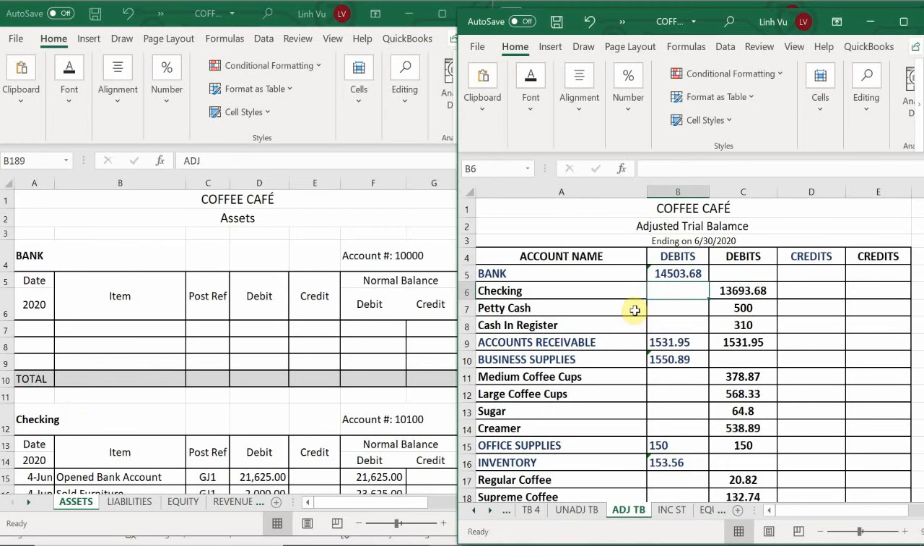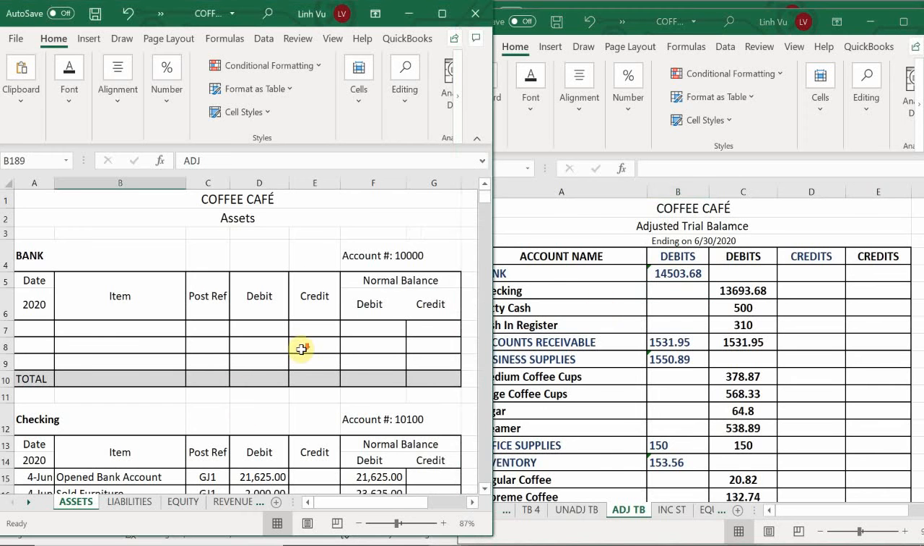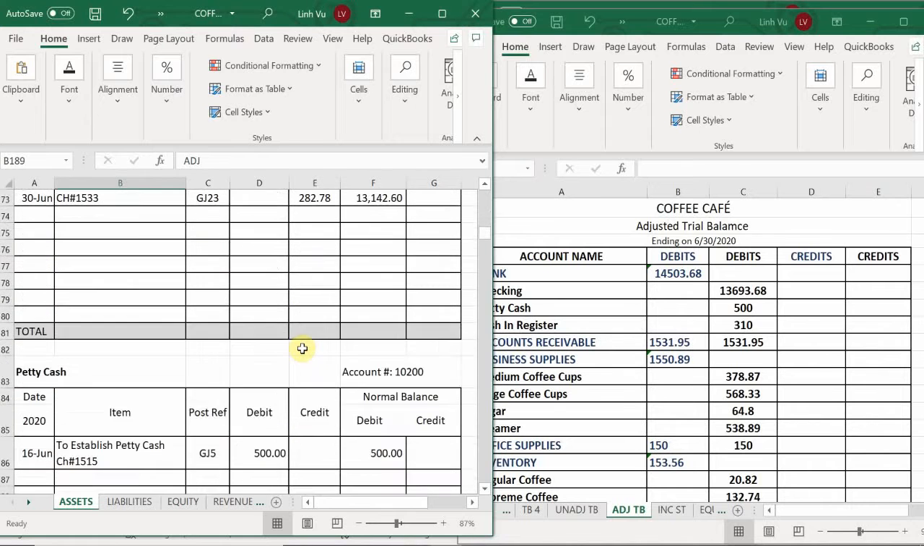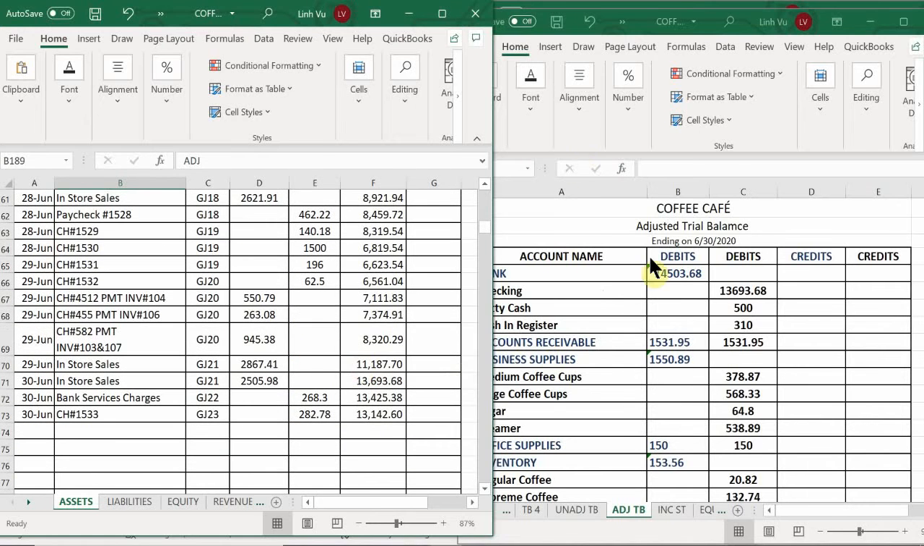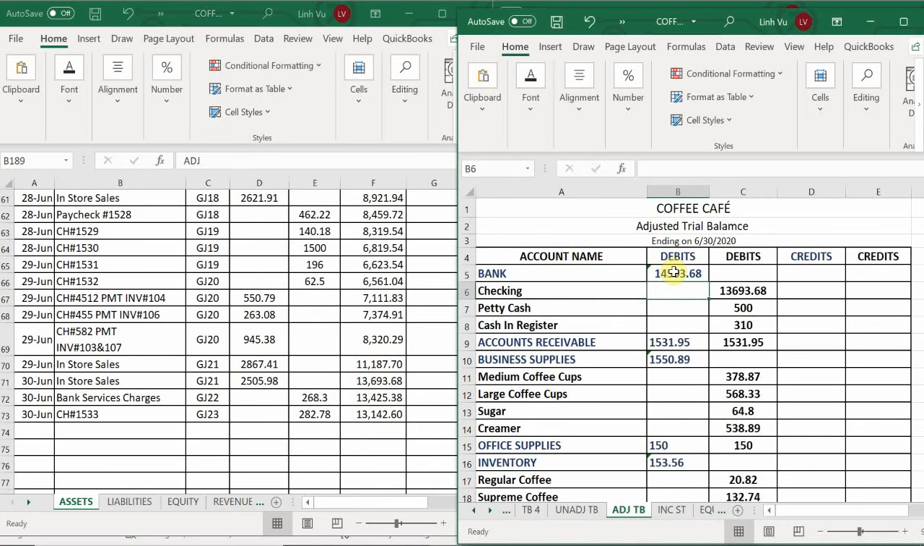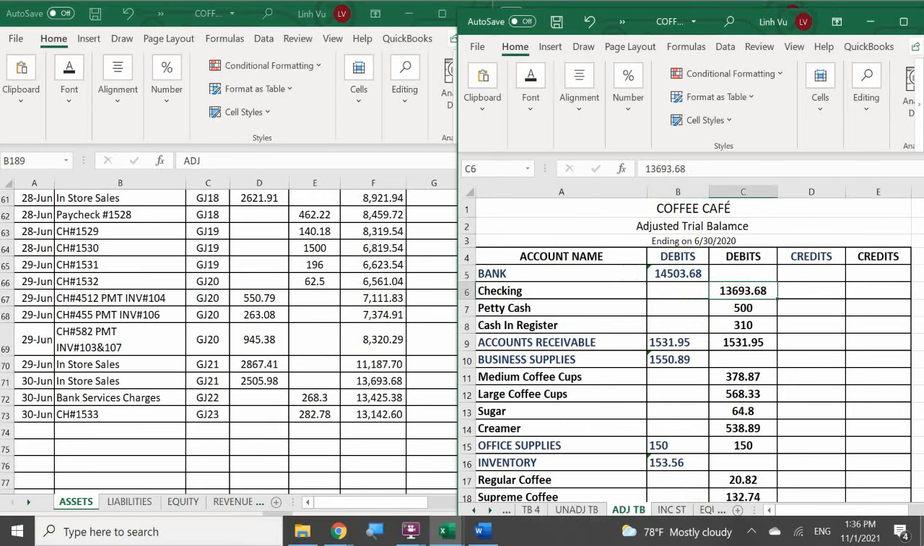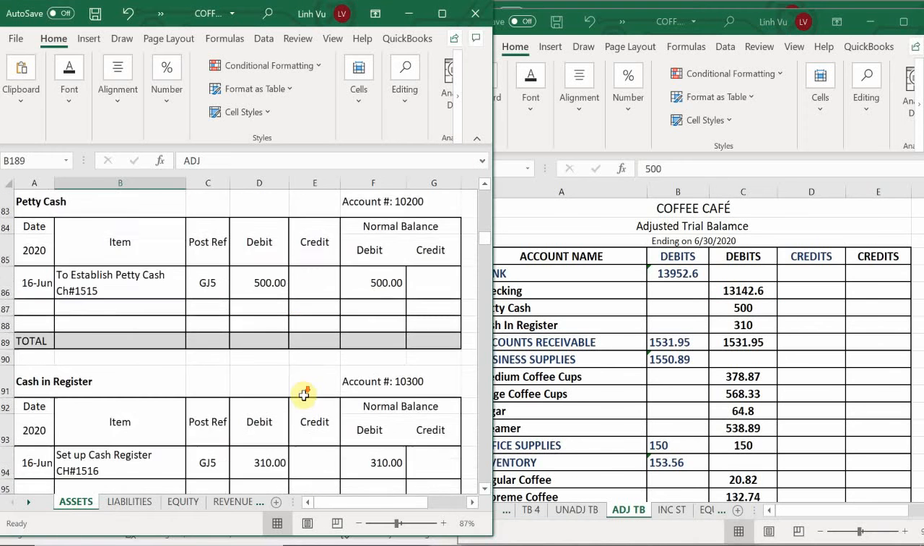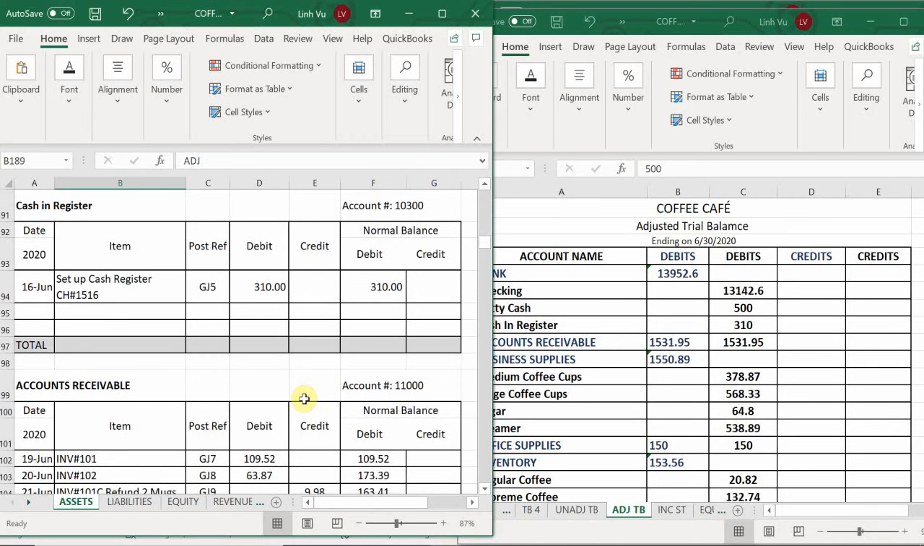Did we have any changes to our checking account? Yes, we did. For sure we did. We had to pay a lot of fees. Okay, so what is my account balance? 13,142 and 60 cents. This is the checking. Yep, 13,142.60. Okay. My petty cash is still 500. My cash in the register is still the same. Okay, so that was the only thing that changed.